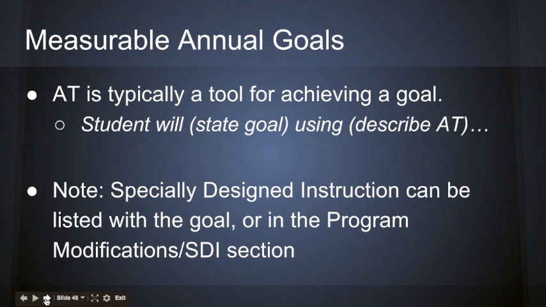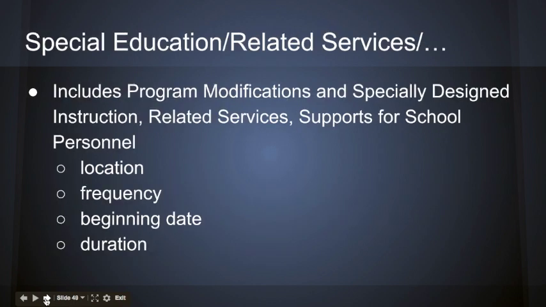Specially designed instruction can be listed with the goal, or it can be listed under the SDIs. That's just something to keep in mind, as we may actually see assistive technology listed in both situations. Special education related services, this is where you may see it: program modifications, specially designed instruction, related services, and supports for school personnel. You may see assistive technology under supports for school personnel, where it may be training with an AT consultant on a monthly basis on software updates, or just a check-in to make sure that the assistive technology tool is being implemented appropriately.